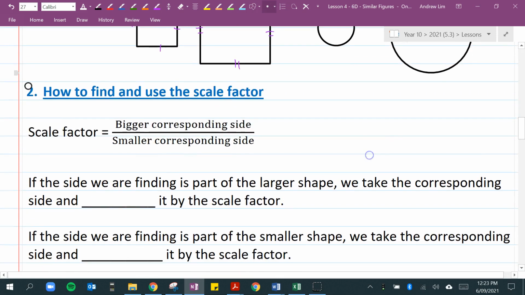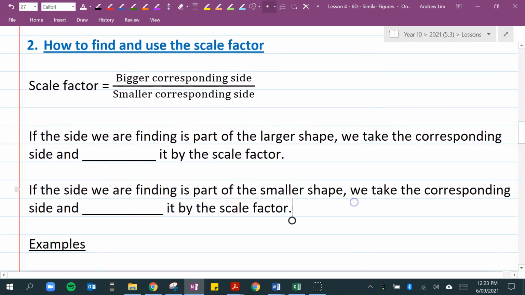Alright, let's have a look at the second part of this lesson, which is how to find and use the scale factor. Now, like I said previously, the scale factor is the bigger corresponding side, or the longer one, divided by the smaller or the shorter corresponding side. If the side we are finding is part of the larger shape, we need to take the corresponding side, the smaller one, and multiply it by the scale factor.